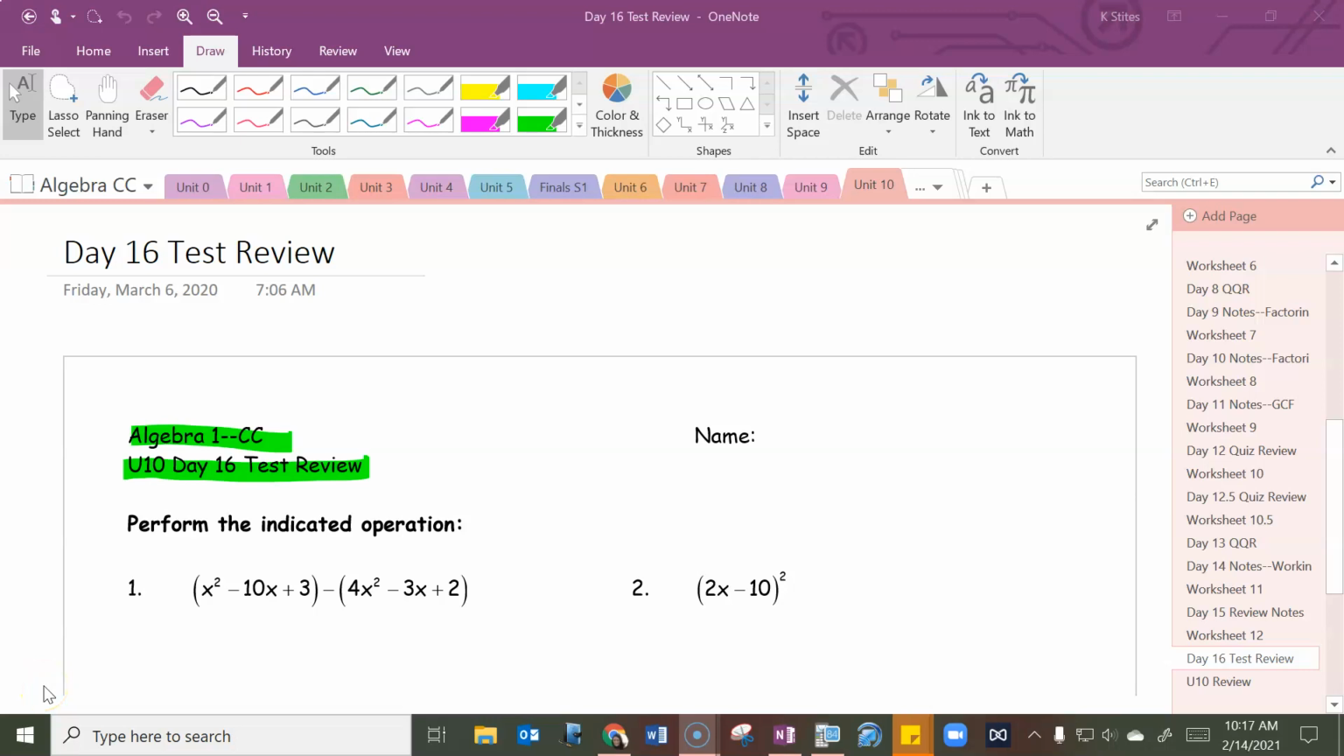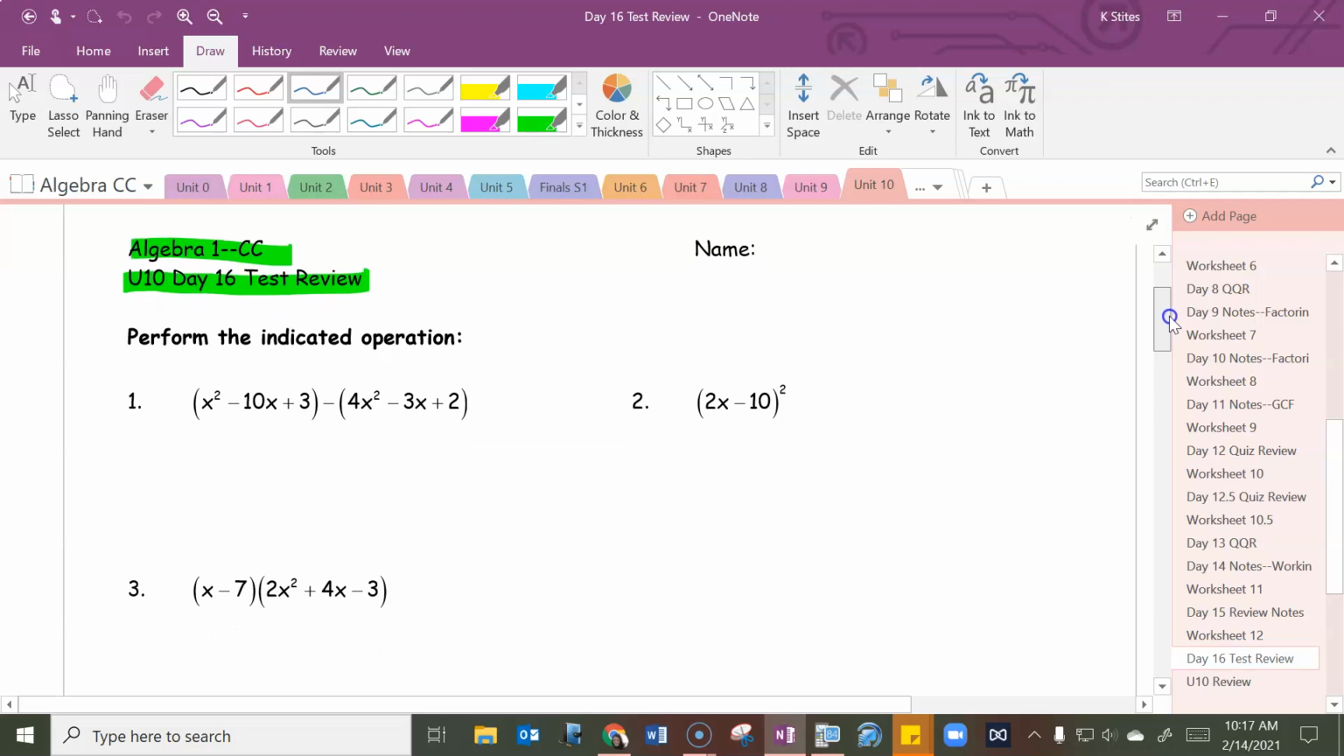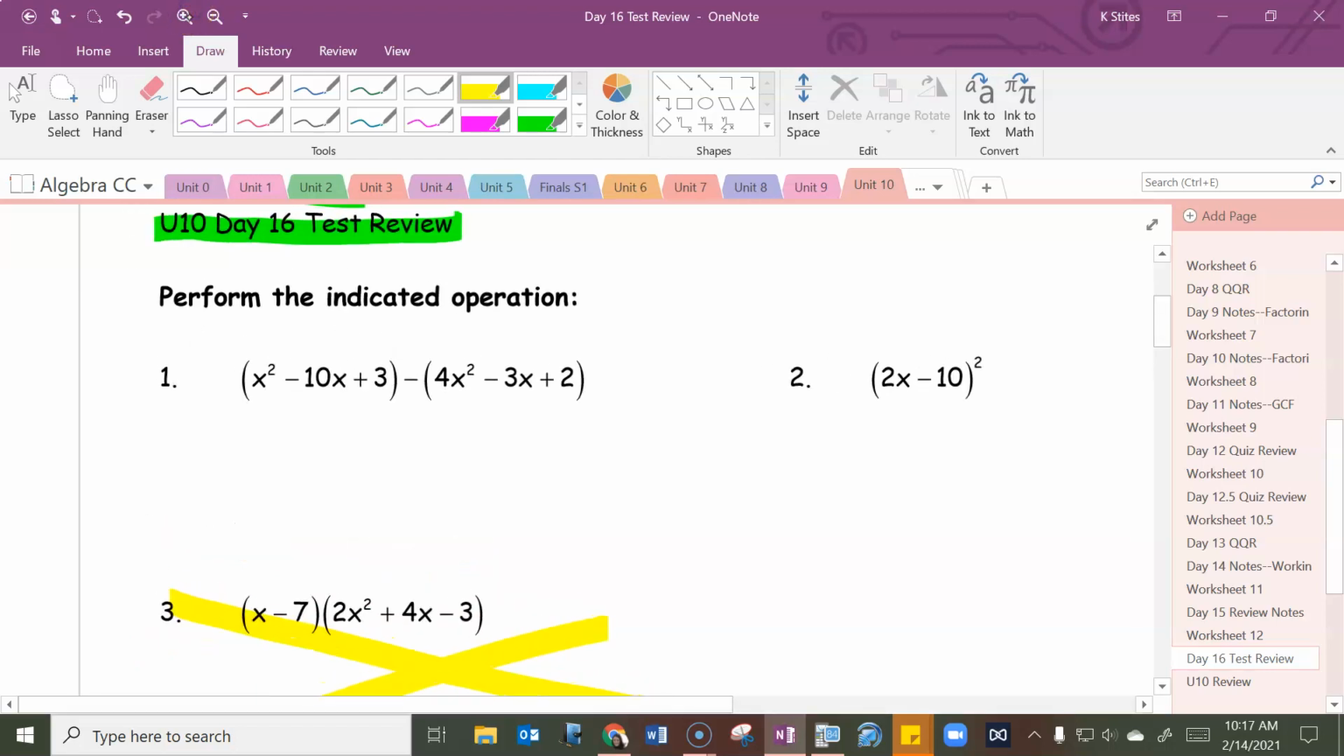Hello, Algebra 1. This is our second day of review for our test, and let's go ahead and get started. So for this first section, we're actually just going to do number 1 and number 2.